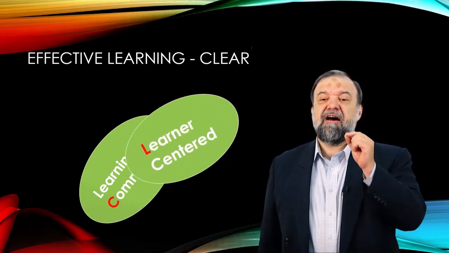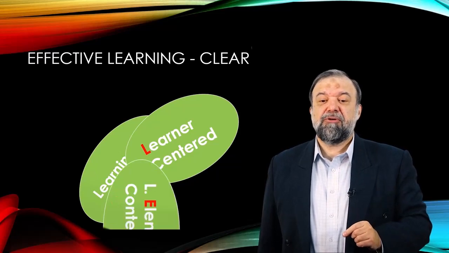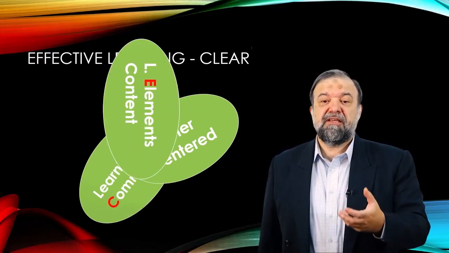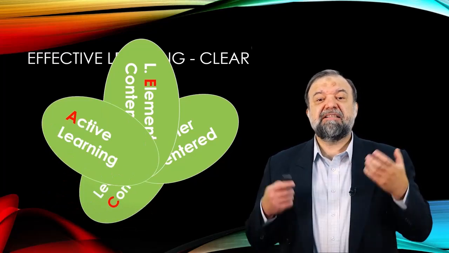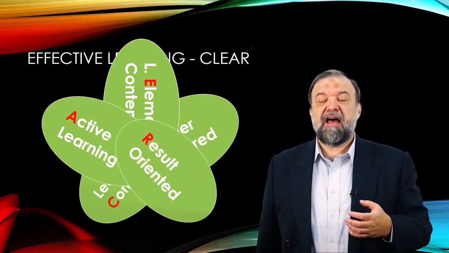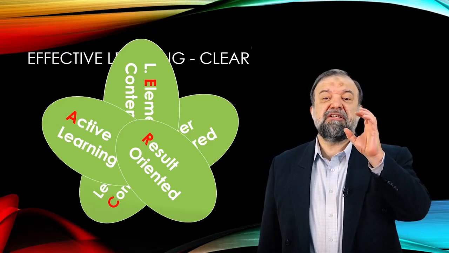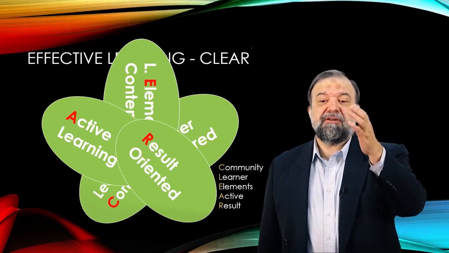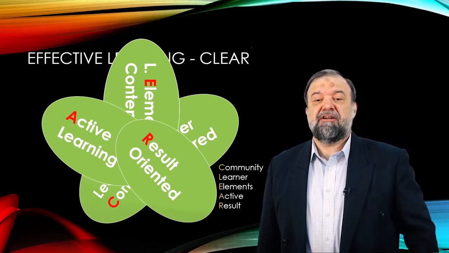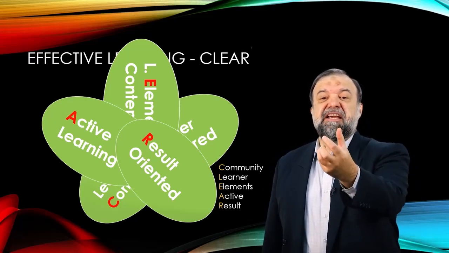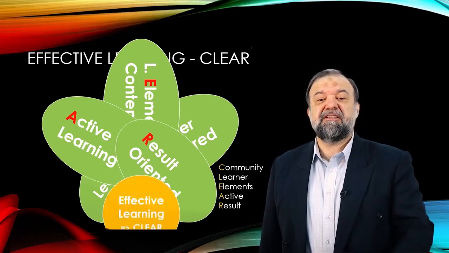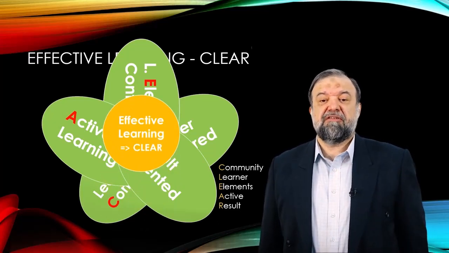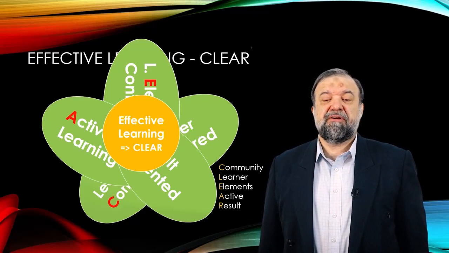We have to have learner-centered choices. We have learning elements, contents. We should have active learning, and we should have result-oriented with good instructional design. So community, learner, element, active, and results make clear. So we should have a clear teaching, and this would be effective teaching for better and for deeper learning.